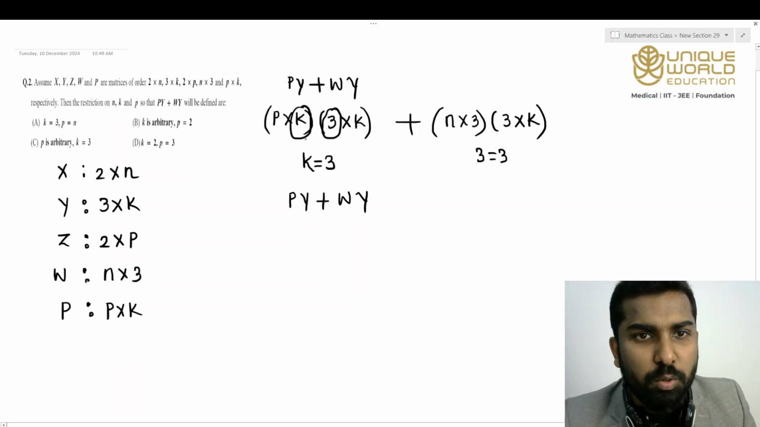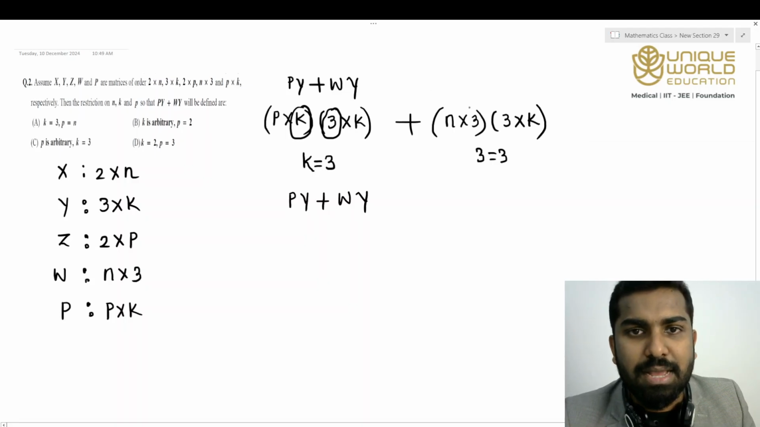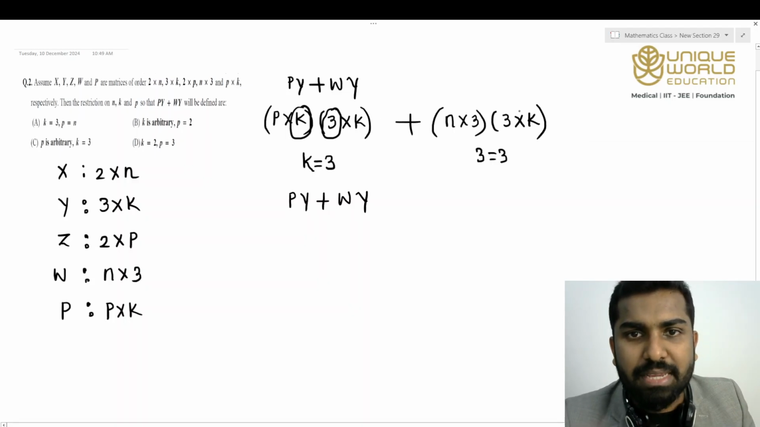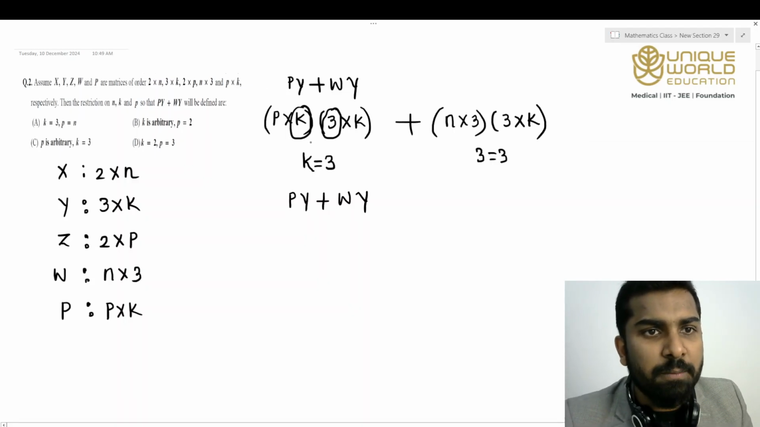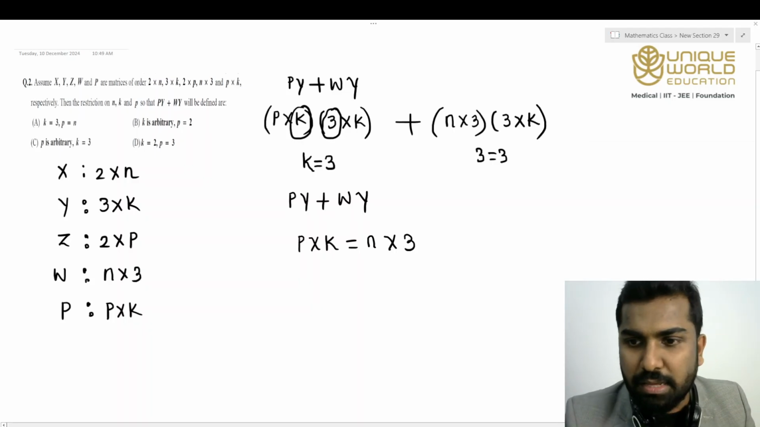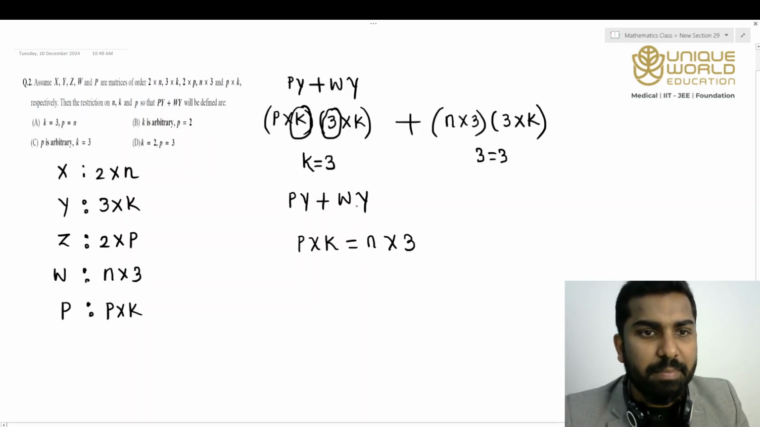Okay, so if I am observing, the order must be equal means the number of rows in the first matrix will be equal to the number of rows in the second matrix. The number of columns in the first matrix will be equal to the number of columns in the second matrix. So if you are observing this, 3 by k and 3 by k are equal, so definitely this row part also will be equal. So here I can write p by k will be equal to n by 3. P by k and n by 3 are equal.